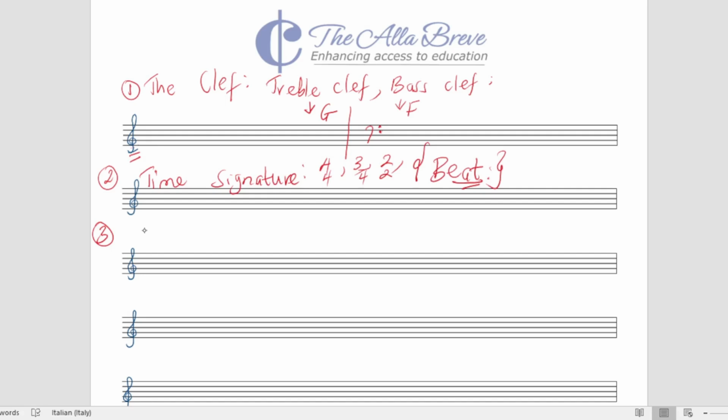The third thing to note is the key. That is the key signature. The key signature determines which notes will be played irrespective of the pitch of the note. For example, at grade 7, you look at the key of C, G, D, and A. So, how do you identify the key signature?